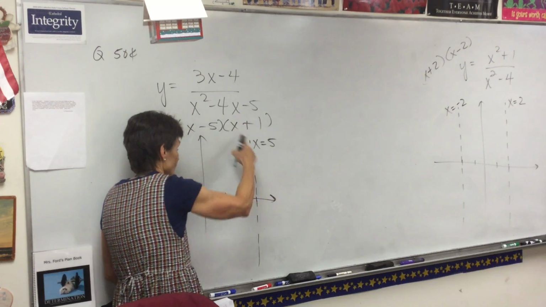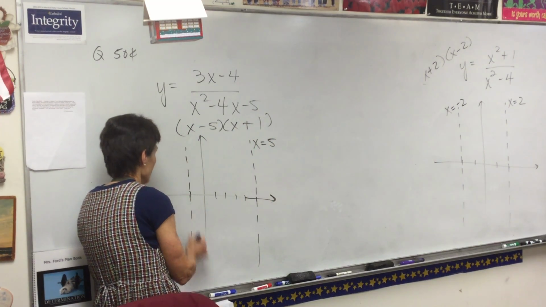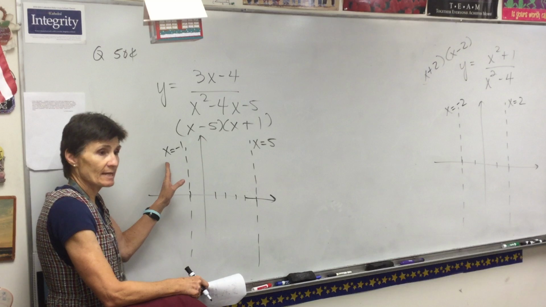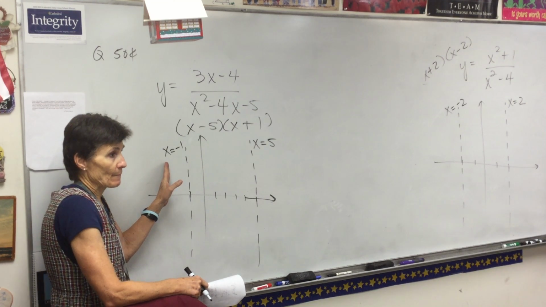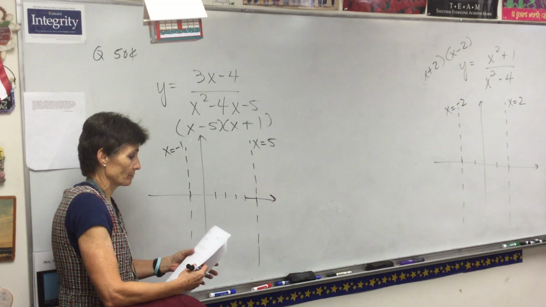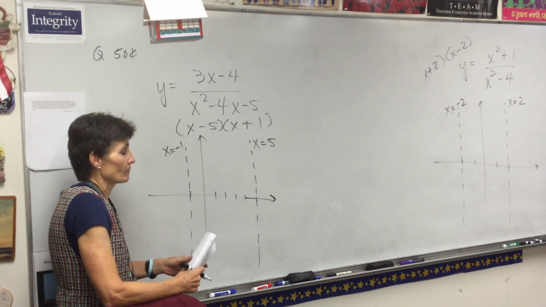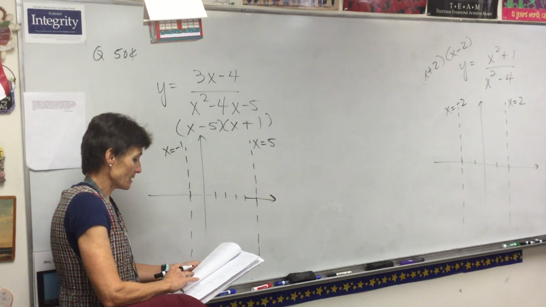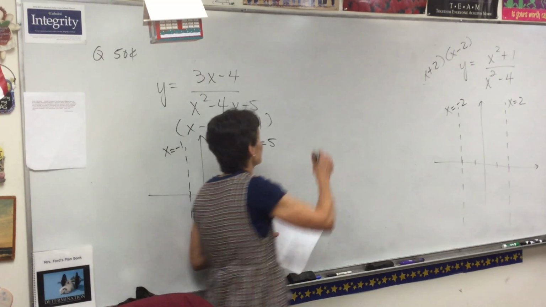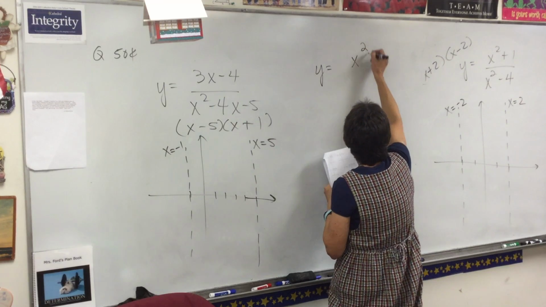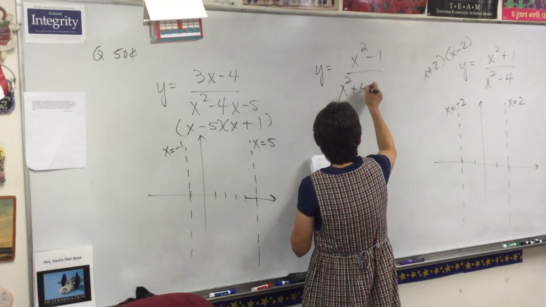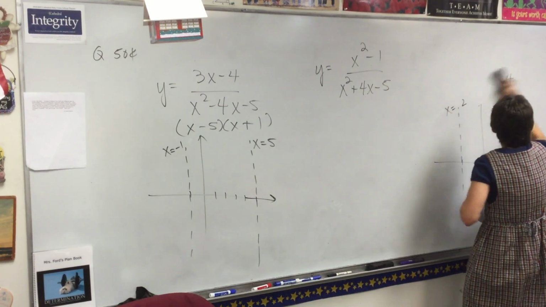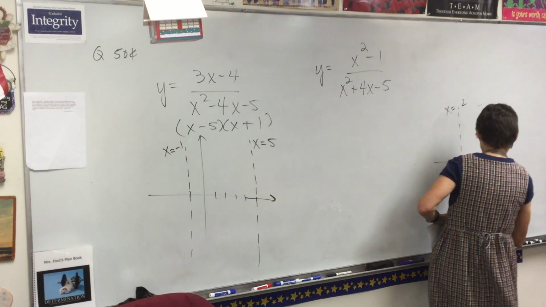What goes in here to give me 0? -1. So you have two asymptotes. One is at 5 and one is at -1. Now the next one is really, really tricky. What do you think? Anybody notice anything about this problem?